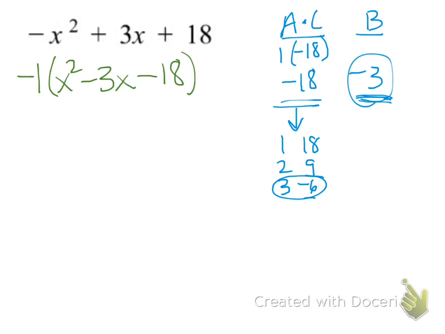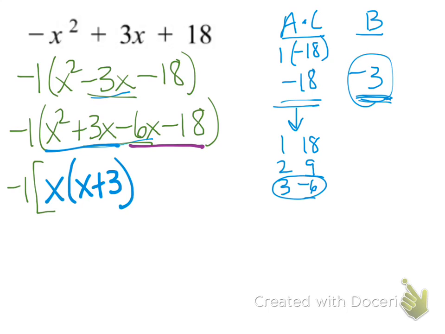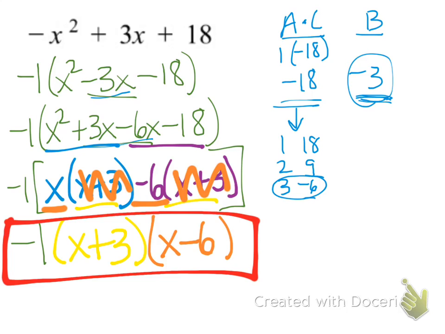So we are going to rewrite my negative 3x as 3x minus 6x. Again, those are equal to each other. Then we look at the first two terms. The only thing I can factor out is an x, and I'm left with x plus 3. If I write that x plus 3 down again, it should be easier to see that you're going to have to factor out a negative 6. X plus 3 is a factor, and what's left is x minus 6.